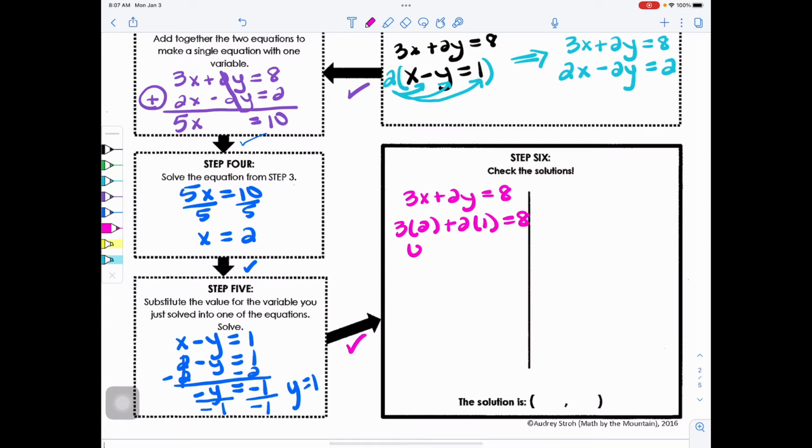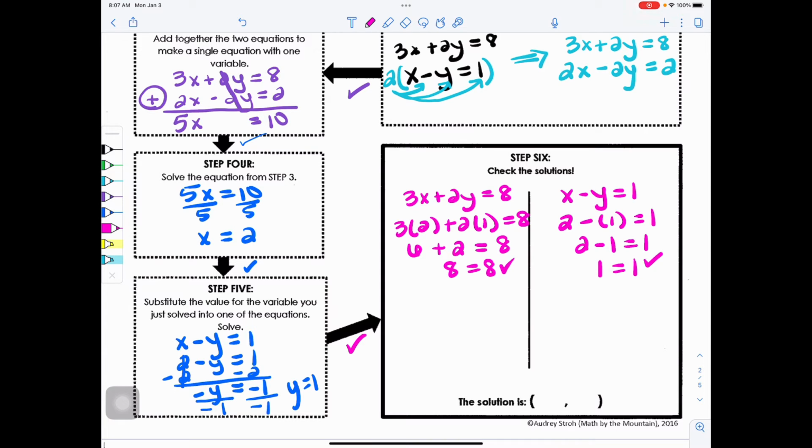So 3 times 2 is 6, 2 times 1 is 2, and then 6 plus 2 is 8. So it does check in the first equation. Our second equation is x minus y equals 1. Our x value is 2. Our y value is 1. So I have 2 take away 1, which is indeed 1.